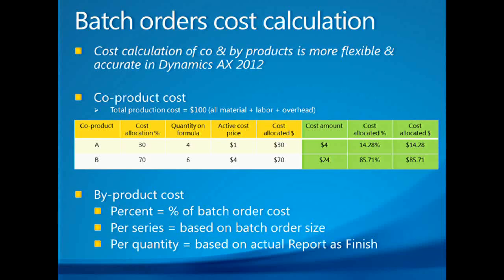What per quantity does, this was never available. What this does is that it actually looks at the actual reported finished quantity for the burden amount as well. It used to do that for the co-product amount, but not for the byproduct. So we believe all these changes on the cost allocation will allow you to get more accurate costs, and you will possibly not have to do as many inventory adjustments as in the past. Okay?